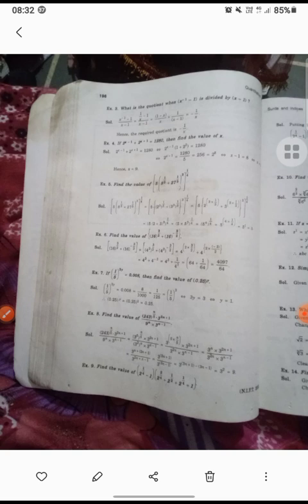If 2 to the power x minus 1 plus 2 to the power x plus 1 equals 1280, so after solving, 2 to the power x minus 1 equals 1 plus 2 to the power 2, okay, that we have taken from that, and 2 to the power x minus 1 equals 1280 upon 5.